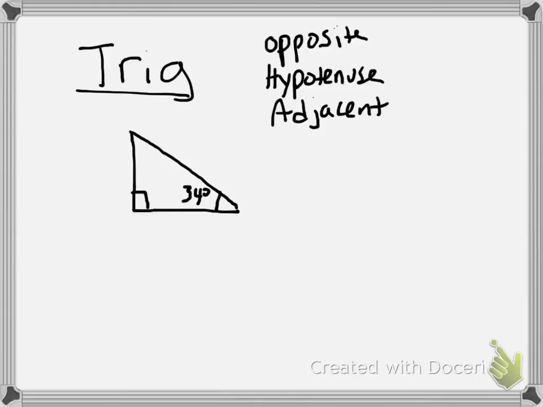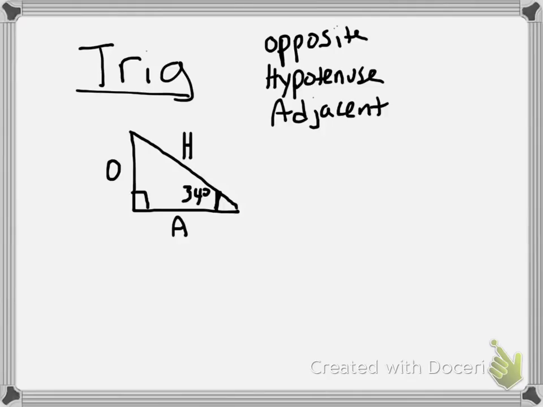So the first side that I usually have students label is the opposite side. So wherever your angle happens to be, the side completely opposite of it is called the opposite. The hypotenuse, just like it is in Pythagorean theorem, is the side directly across from the right angle. So there's my hypotenuse, which means this one is my adjacent. Adjacent means next to.